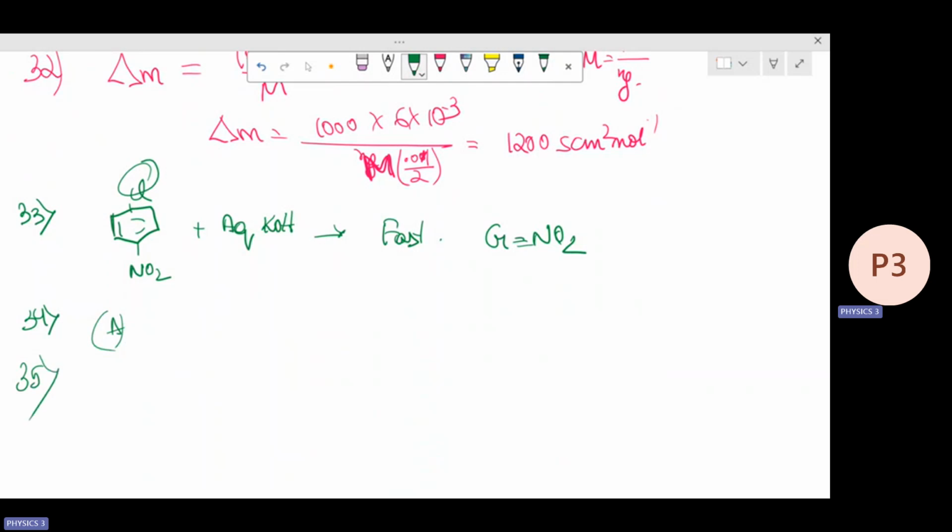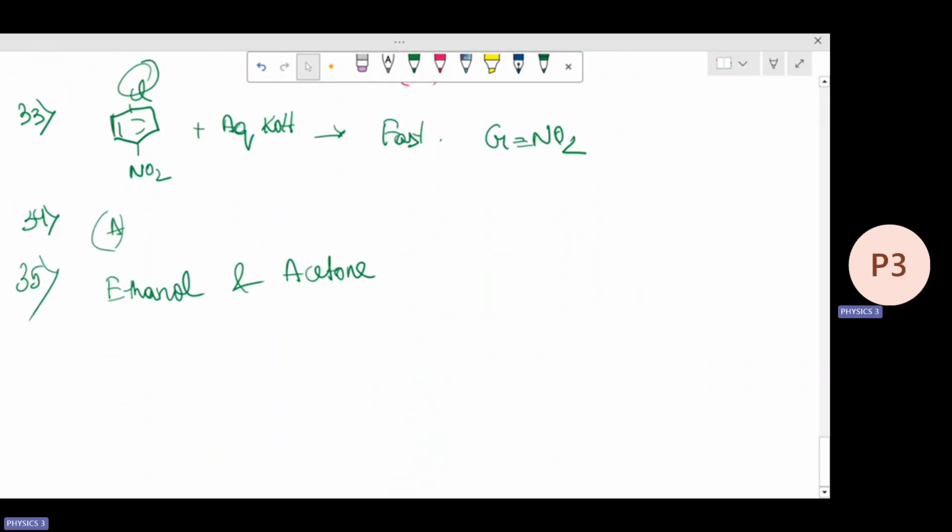Question number 35. The mixture which shows positive deviation from Raoult's law is nothing but ethanol and acetone. We know this very clearly. Now the next one: the mixture which shows maximum boiling azeotrope. Maximum boiling azeotropes are always shown by negative deviation mixtures. So among them, who shows the negative deviation? Water and nitric acid show negative deviation. So the answer will be option A.